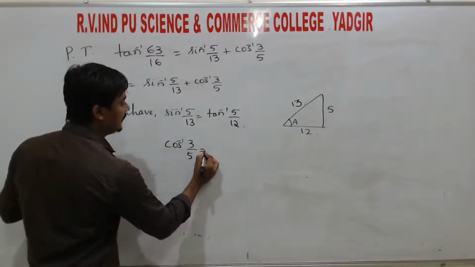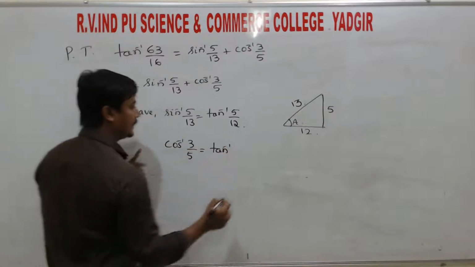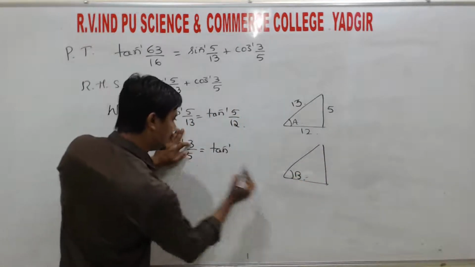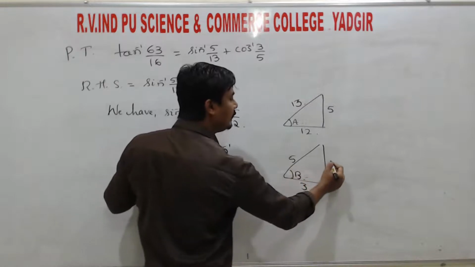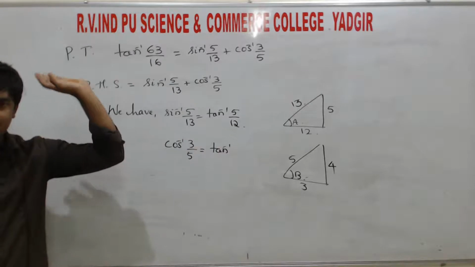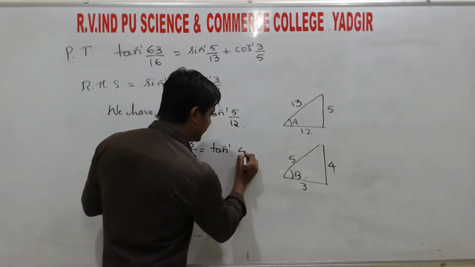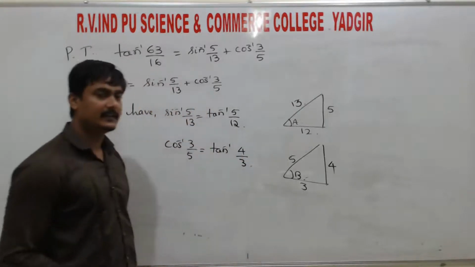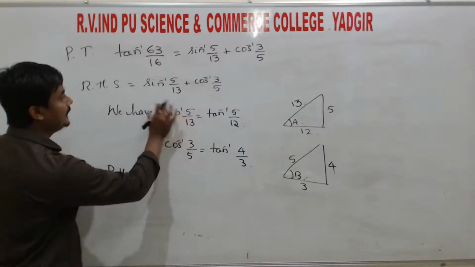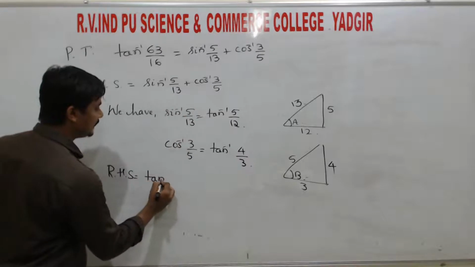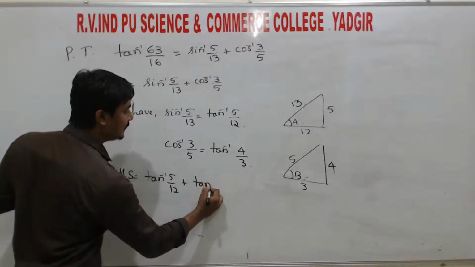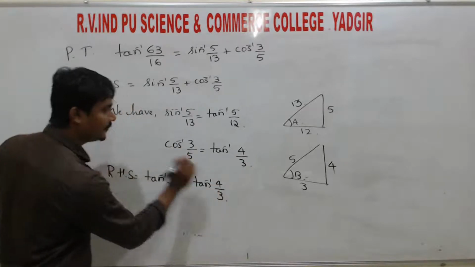Next one. Cos inverse 3 by 5 is equal to tan inverse. Use your angle as b. What is the cos theta formula? Adjacent by hypotenuse. Can you tell me what will be the side length of the opposite side? Yes, it is 4 always. Pythagorean triplet 3, 4, 5. So in terms of tan inverse, it becomes what, dear students? 4 by 3. Now I will consider the right hand side. So sin inverse 5 by 13 we have obtained as tan inverse 5 by 12. Cos inverse 3 by 5 we have obtained as tan inverse 4 by 3.